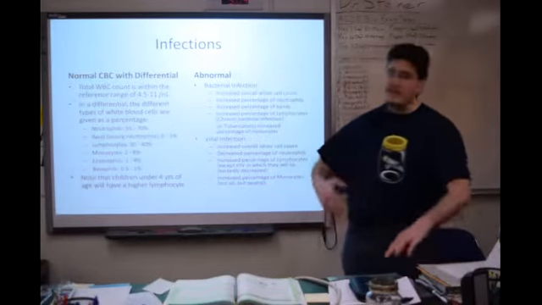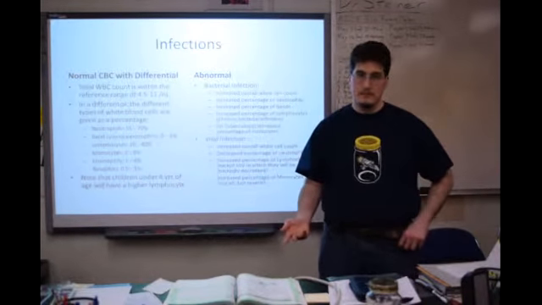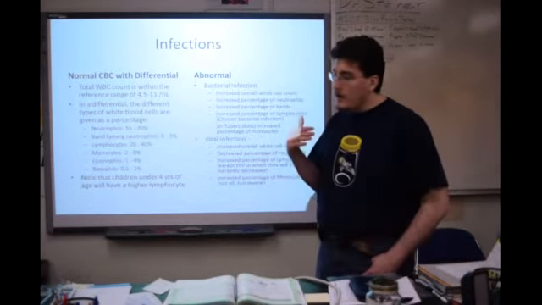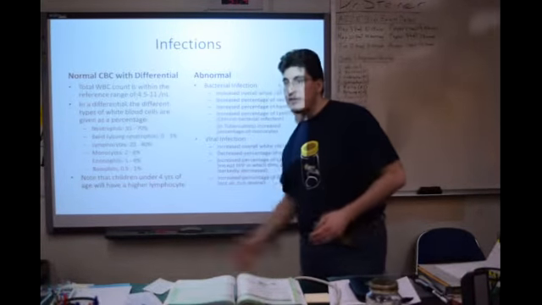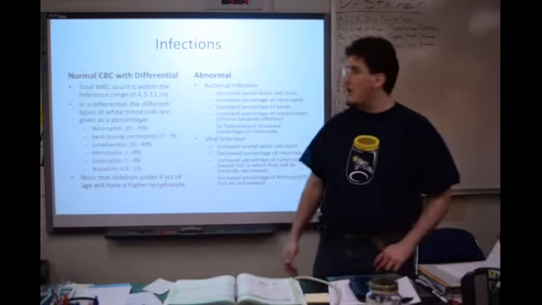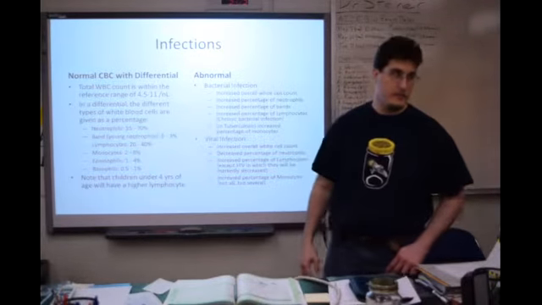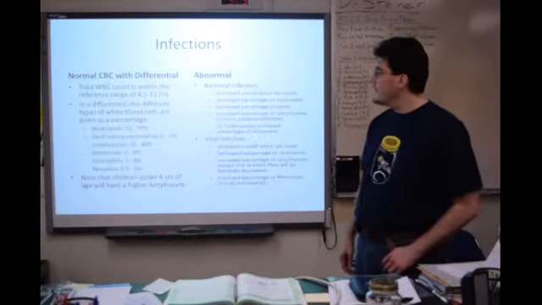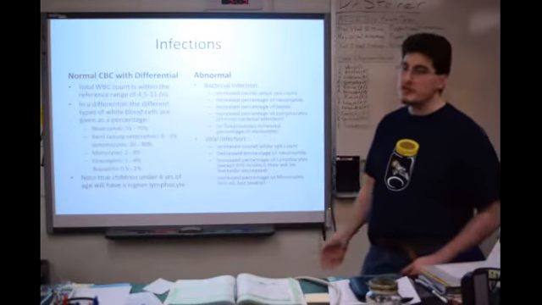So anytime you have an increase in a white blood cell, you will have that blood cell labeled as the blank cytosis. So an increased percentage of lymphocytes will be lymphocytosis. An increased percentage of monocytes will be monocytosis. An overall white cell increase, leukocytosis, because leukocytes are white cells.